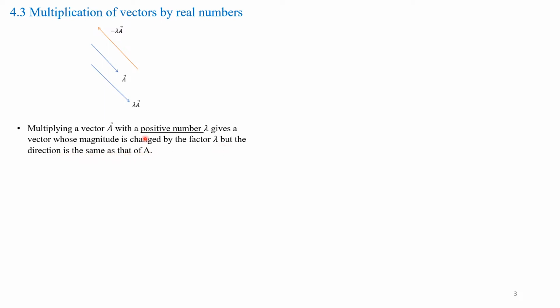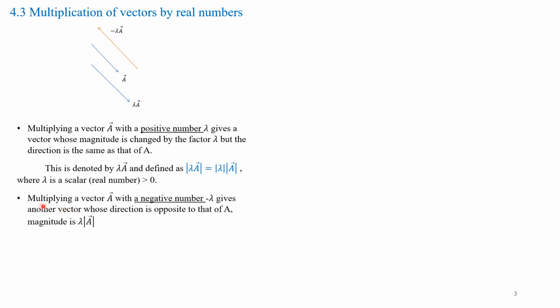So here A is a vector and we have multiplied it by lambda. The new vector is lambda A, which has the same direction as that of A, but its magnitude is increased by lambda. This is denoted by lambda A and defined as mod of lambda A equals mod of lambda into mod of vector A, where lambda is a scalar, that is, a real number greater than 0.